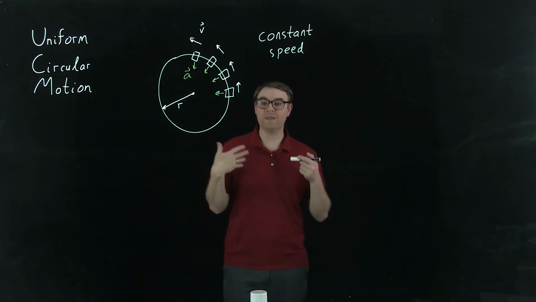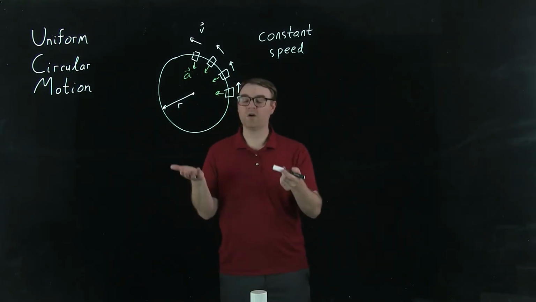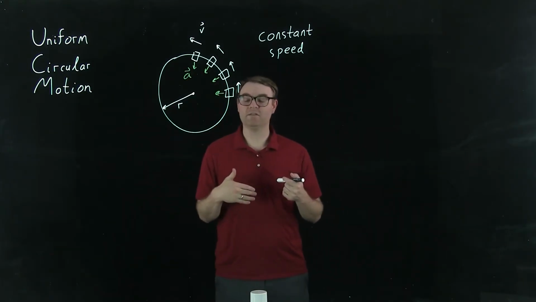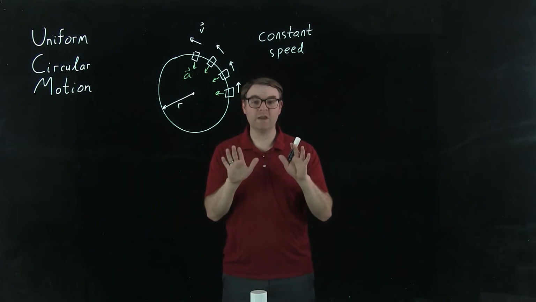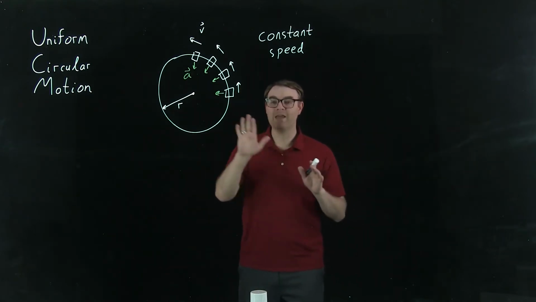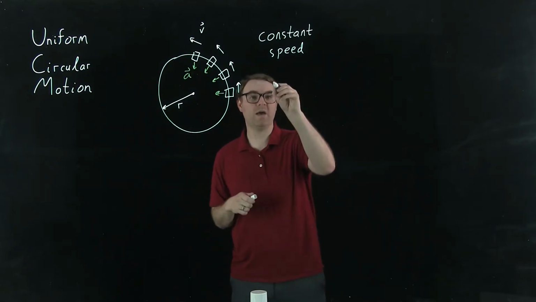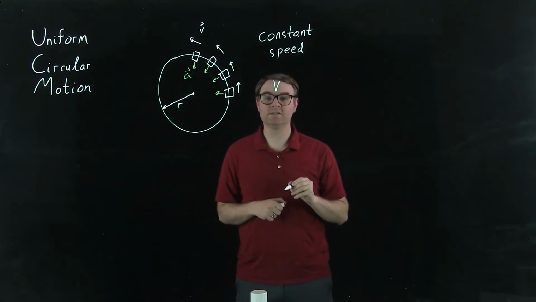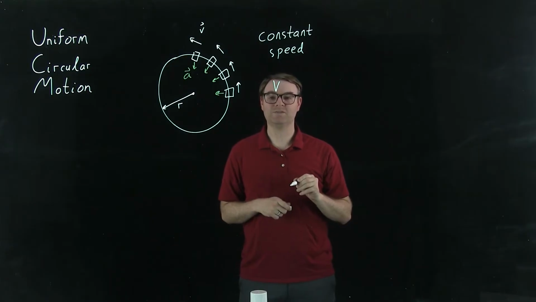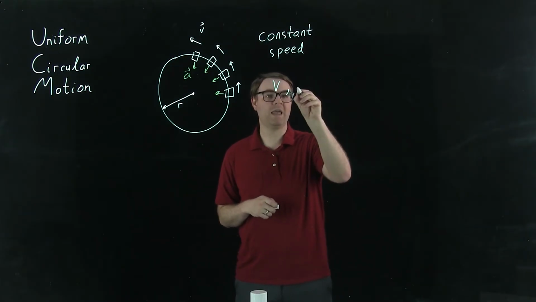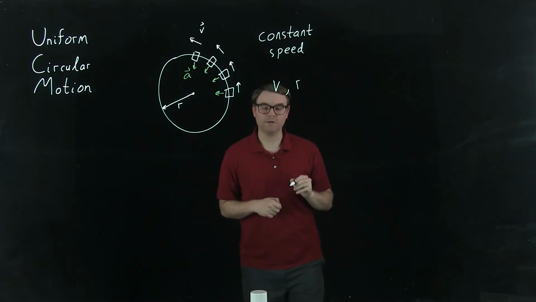And I'm going to write down a few pieces of knowledge that I can draw from this particular situation, because there are a lot of situations out there in the real world that can be well described by uniform circular motion. So one of them we already know is we have some constant speed that we could write as v. We also know that we have a constant radius r.